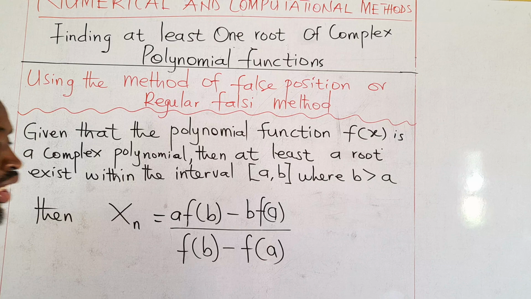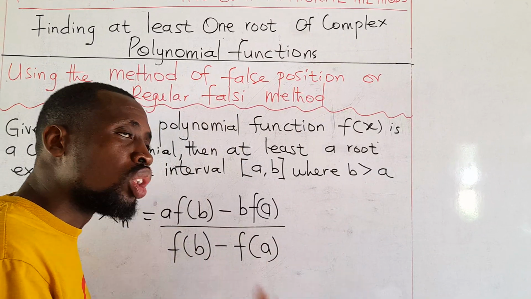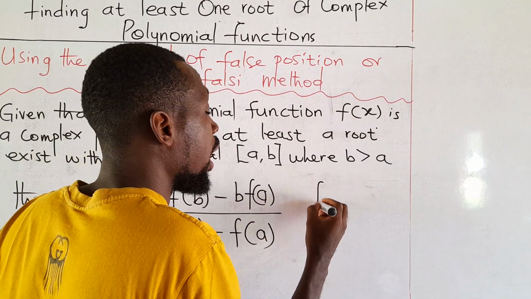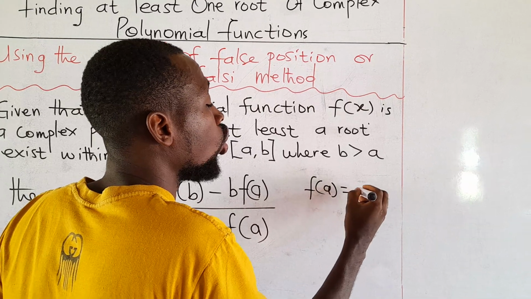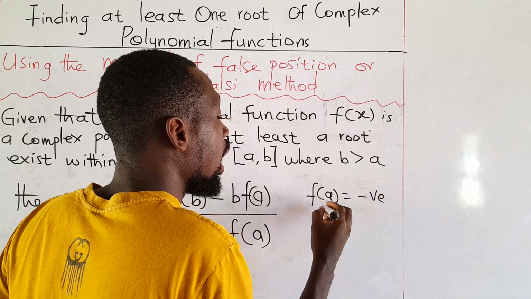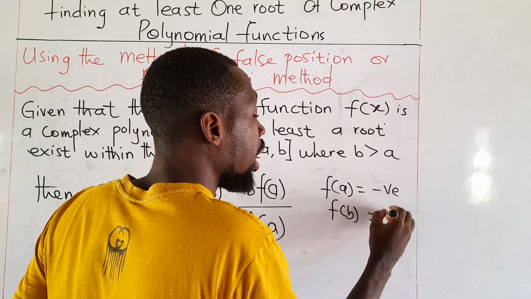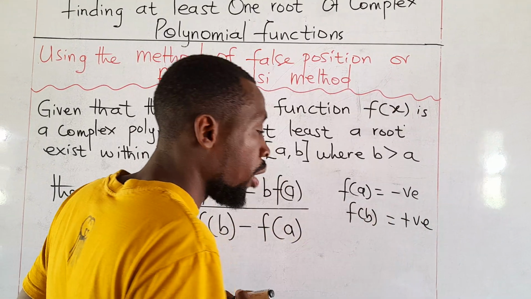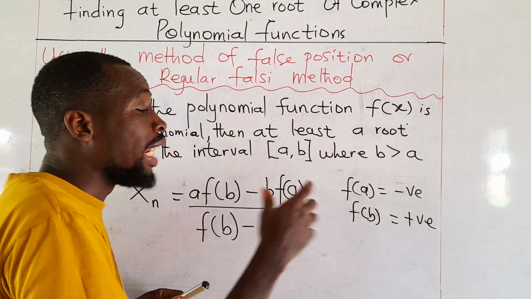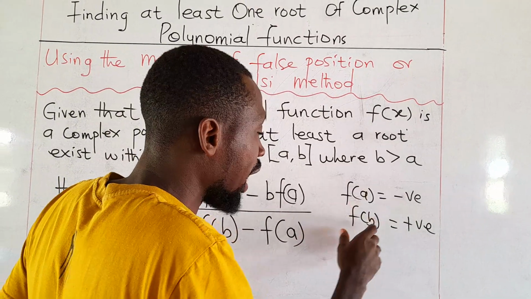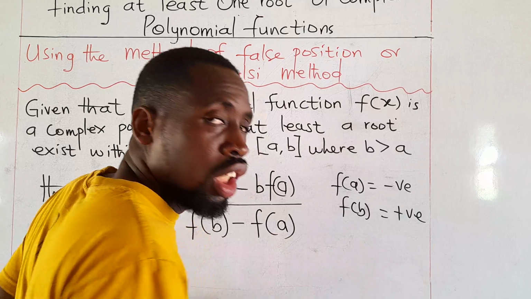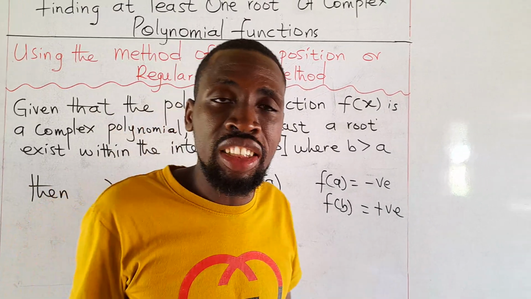Remember, the location theorem says that if we have a continuous function and f of a is a negative number and f of b is a positive number, or vice versa, then at least one root exists within that closed interval [a, b]. That's what the location theorem tells us.